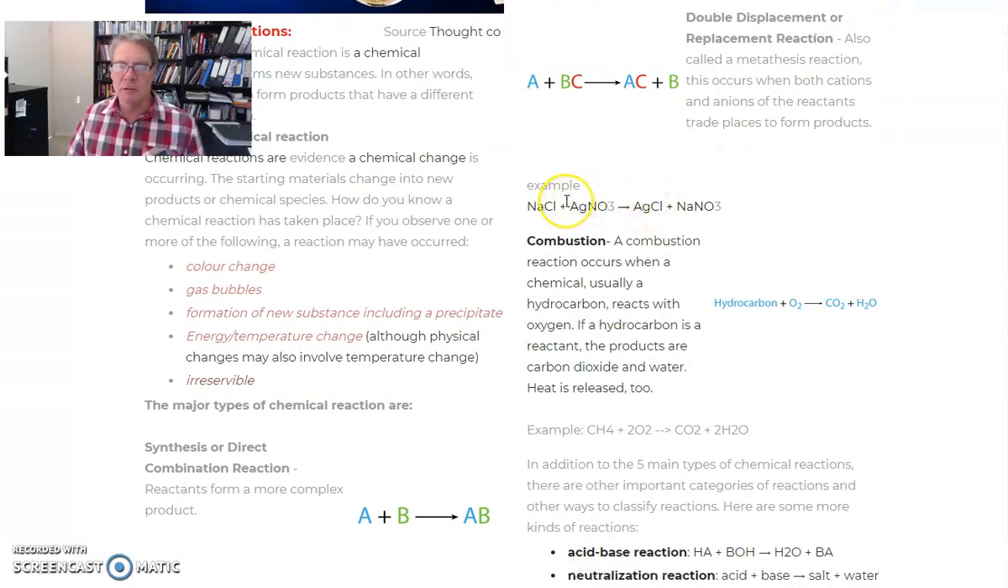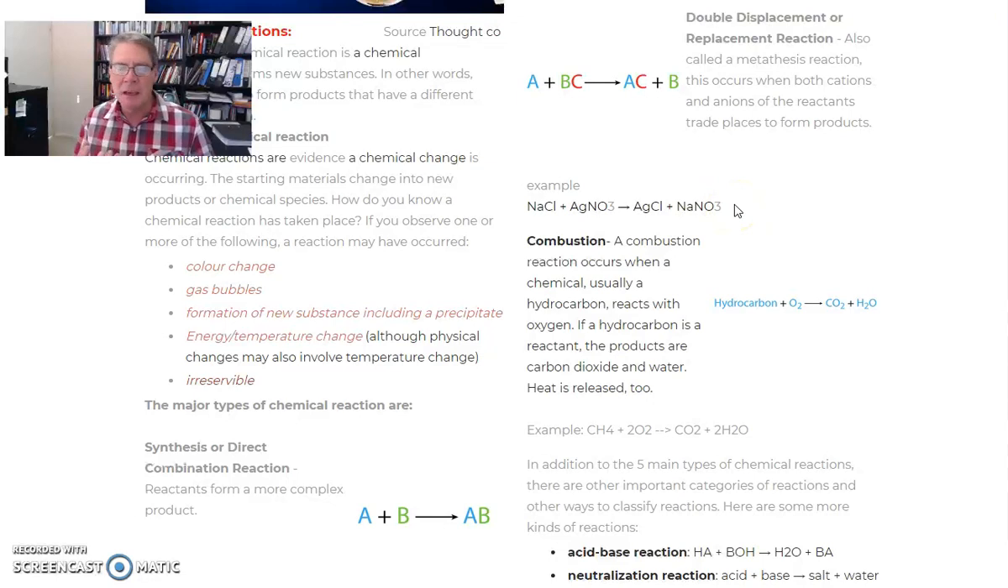So chemical reactions are written in equation form. Let's have a look at this one here. Sodium chloride with silver nitrate makes silver chloride and sodium nitrate. There's been an exchange, hasn't there? The chlorine has gone to the silver and the nitrate ion has gone to the sodium. There's been a change going on. So this is what we call a chemical equation. It's a sentence that describes what is going on.